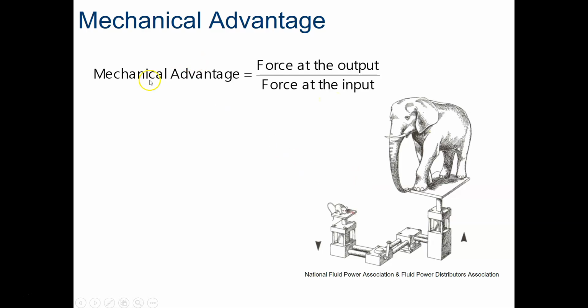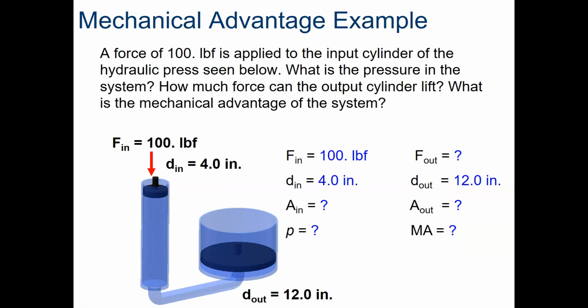Here's an example using mechanical advantage. We've got force at the output and force at the input. So we've got an elephant standing here and a mouse standing on this one. Mechanical advantage is simply the output force over the input force. We talked about that at the very beginning of this class. It was one of the first things we talked about. A force of 100 pound-feet is applied to the input cylinder of the hydraulic press seen below. What is the pressure in this system? How much force can the output cylinder lift, and what is the mechanical advantage?